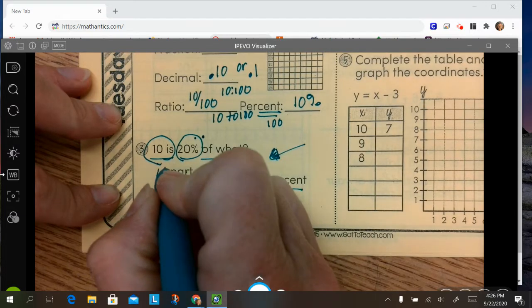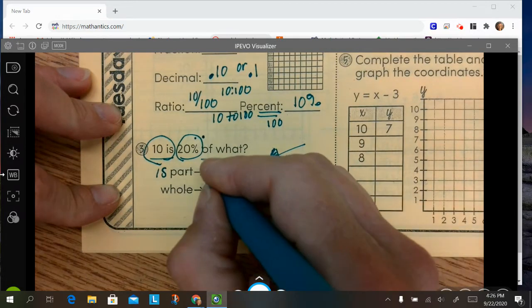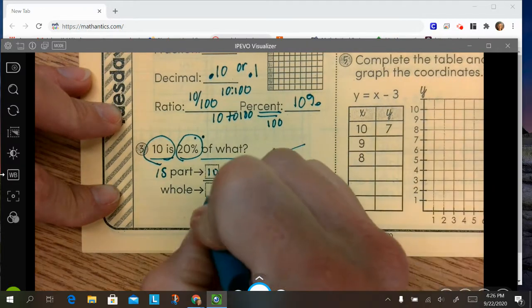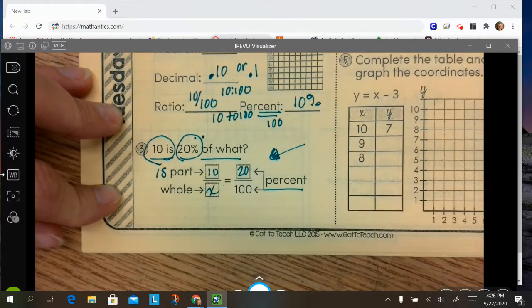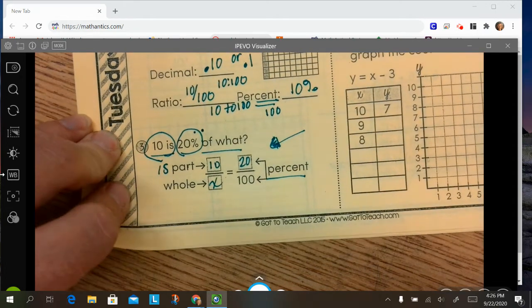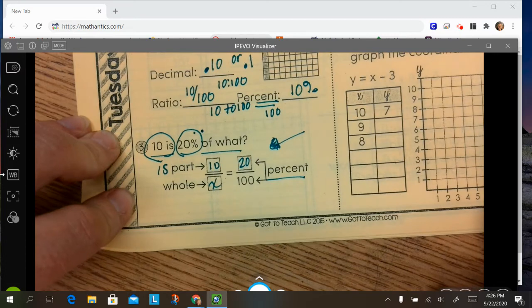It would be your part. So your part goes here. Of what? Of what the total is, we just don't know. So if we don't know something in math, we just throw a variable in there. It doesn't mean we just leave it blank. We just throw a variable in there because we just don't know what it is yet. Okay? All right, good job.